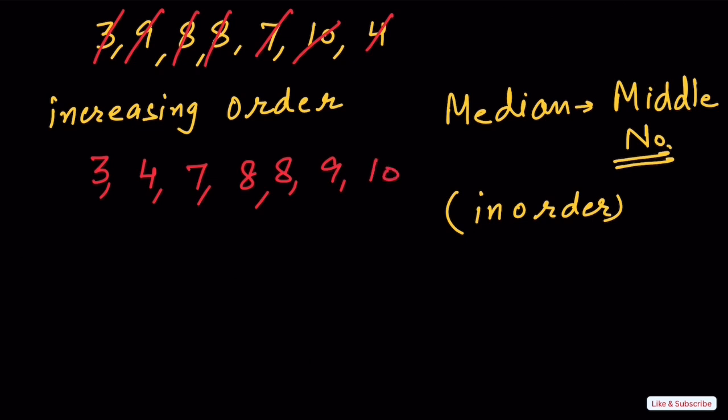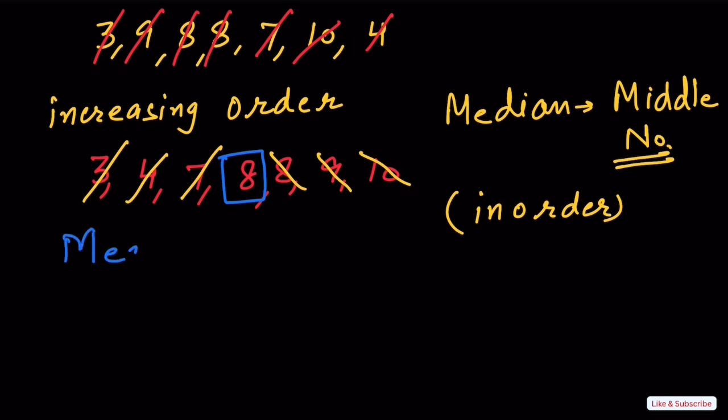Now we need to find the middlemost number. How can we do that? We'll cross out the numbers from both the ends. The first value cancels out the last value. The second value cancels the second to the last value. The third value cancels the third to the last value. And whatever is left at the center, that is the middle number. In other words, it's called the median. So median of this data is 8.